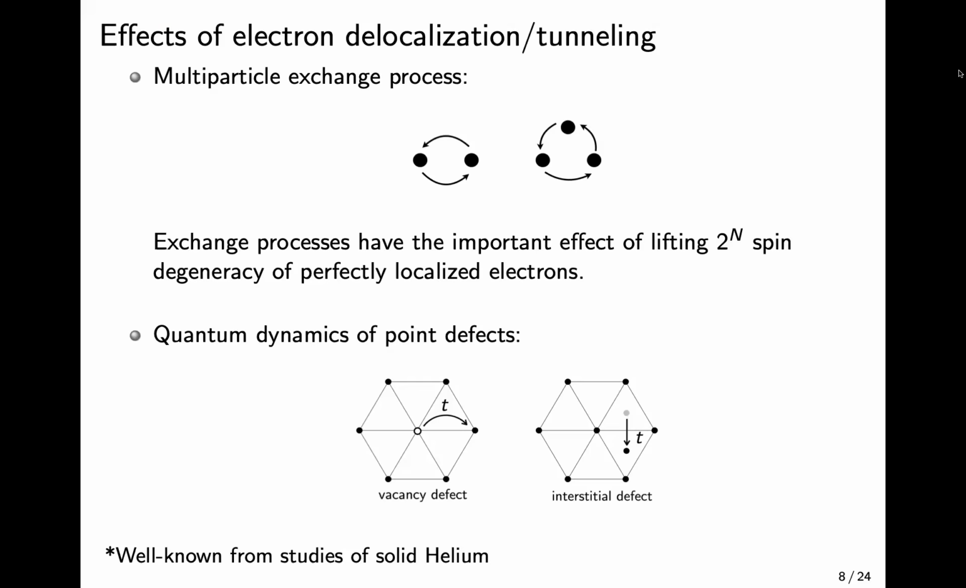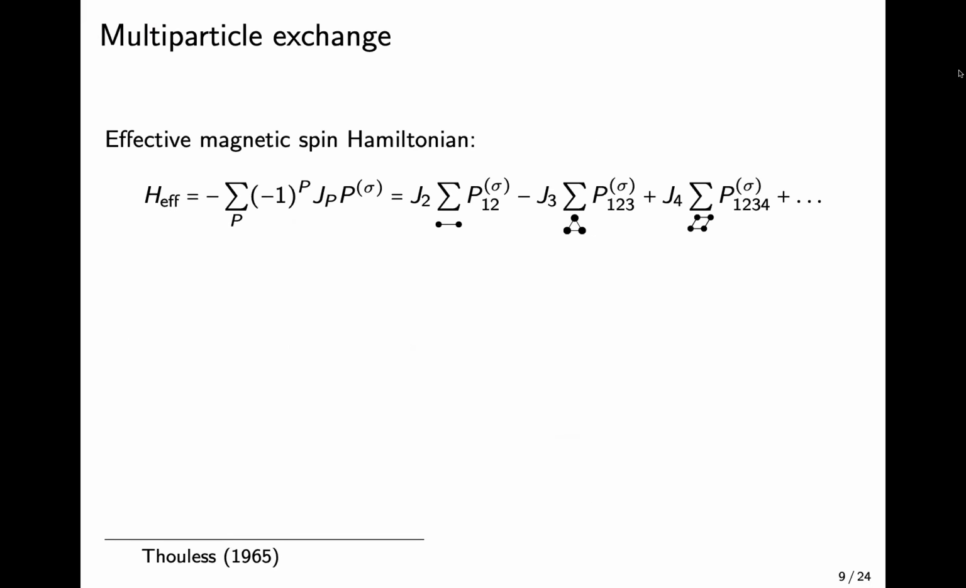Okay, so let's start by thinking about these kinds of ring exchange processes. As we just said, these exchange processes couple the electronic spin degrees of freedom, and that dynamics can be expressed in terms of an effective spin Hamiltonian of the sort I've written here. This effective Hamiltonian is a sum over permutations of electrons. Here, P sigma is a permutation operator acting on the spin degrees of freedom, J sub P is an associated exchange coupling, and this sign factor is the signature of the permutation. And here I've expanded out the first few terms just to give you a flavor of what this looks like.